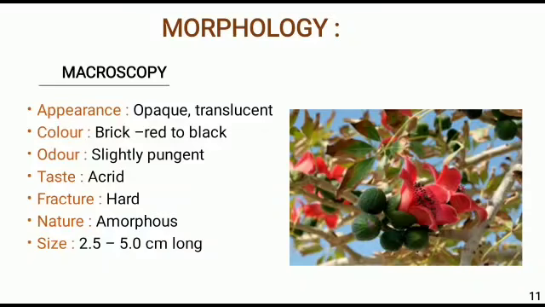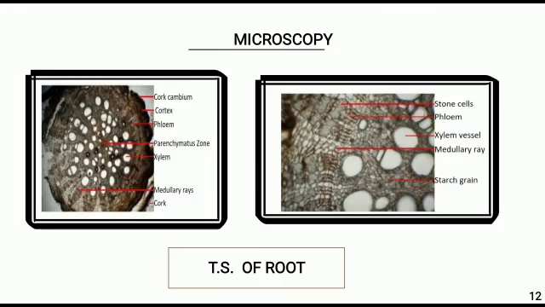Morphology: macroscopy and microscopy come under morphology. First we will see the macroscopy. Appearance is opaque, translucent. It is brick red to black in color. Odor is slightly pungent. Taste is acrid. Fracture is hard. Nature is amorphous. It is about 2.5 to 5 cm long in size.